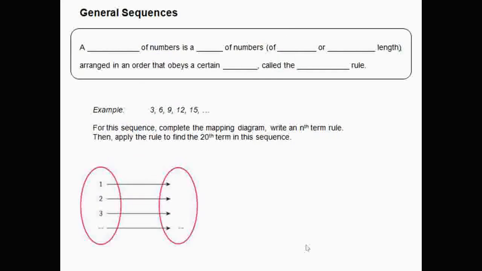Okay, first of all, let's begin with general sequences. Before talking about arithmetic sequences, let's just talk about the idea of a sequence first. A sequence of numbers is a list of numbers of finite or infinite length. That means the list of numbers can have a limit to it, or it can go forever. And they are arranged in an order that obeys a certain rule called the nth term rule. Let's take a look at what that means.